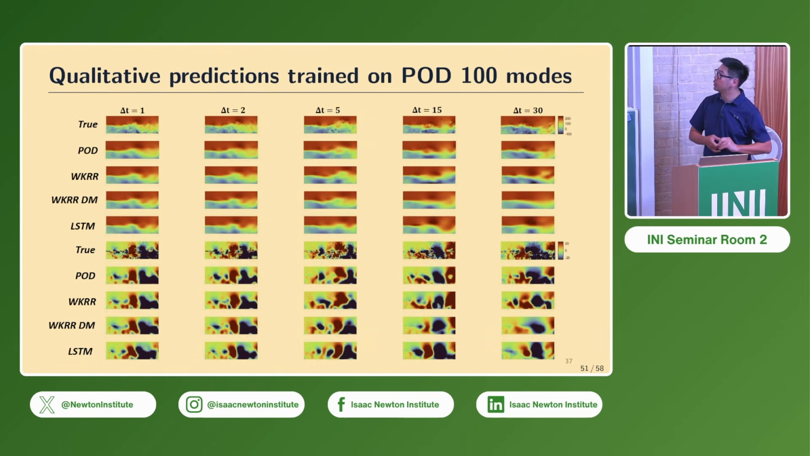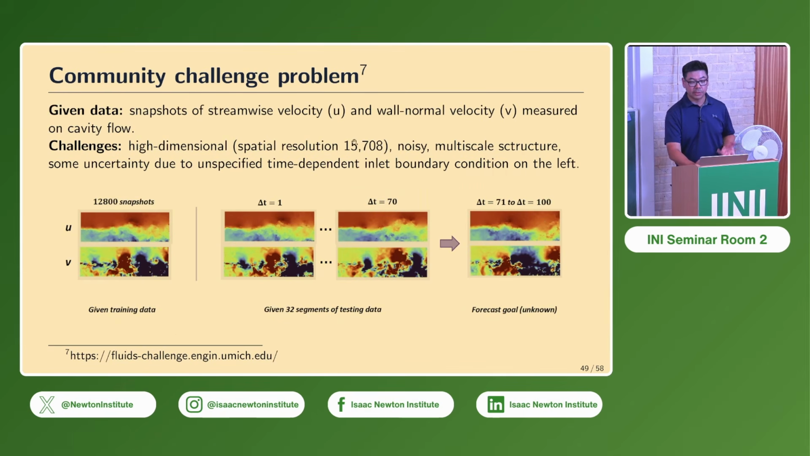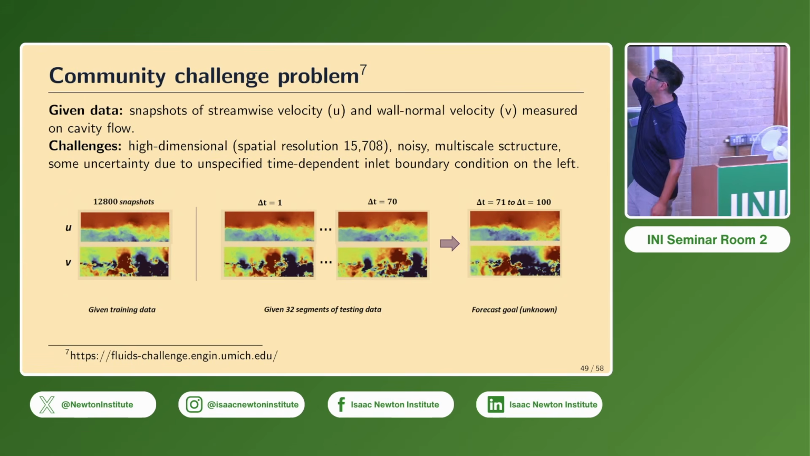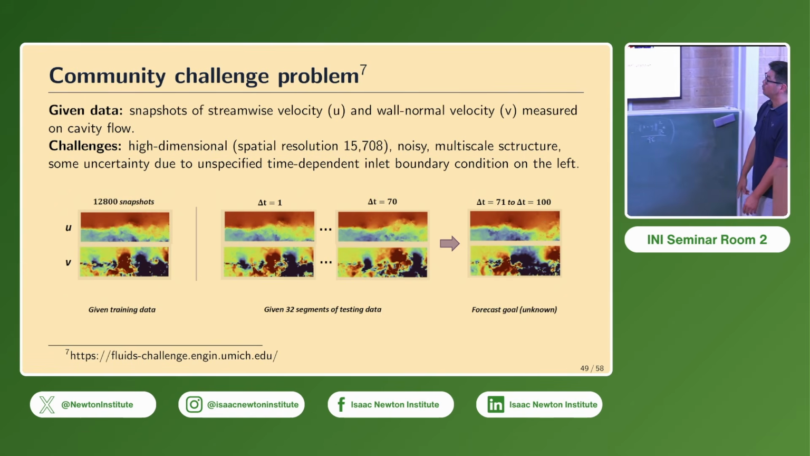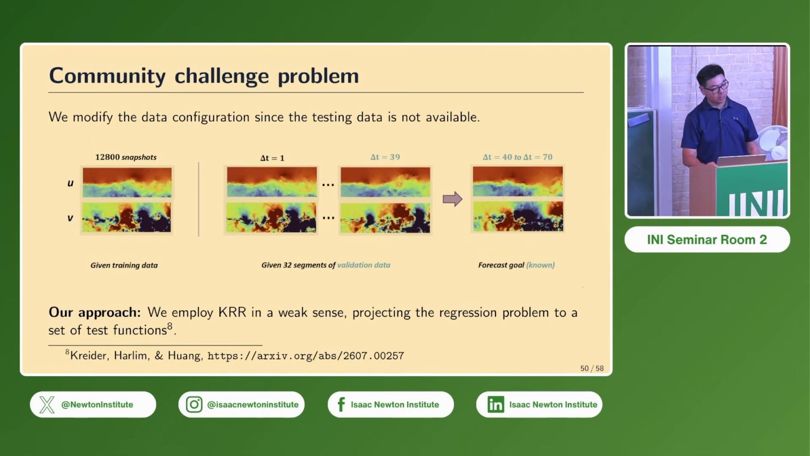So here's a little bit of quantitative result. This is a very high dimensional problem, by the way. The spatial resolution is about, with two components, a total of about 15,000-ish. So it's really high. You want to put it in the kernel, you're gonna die.